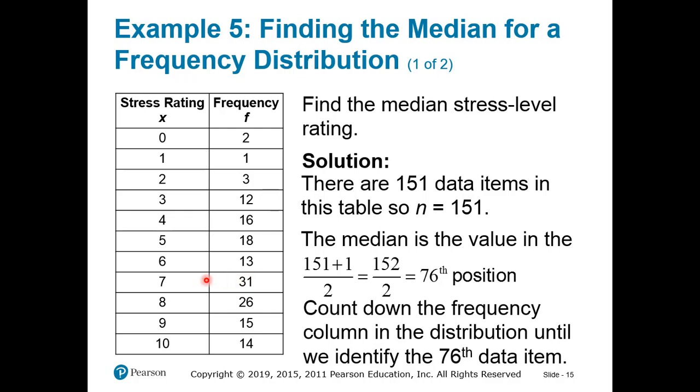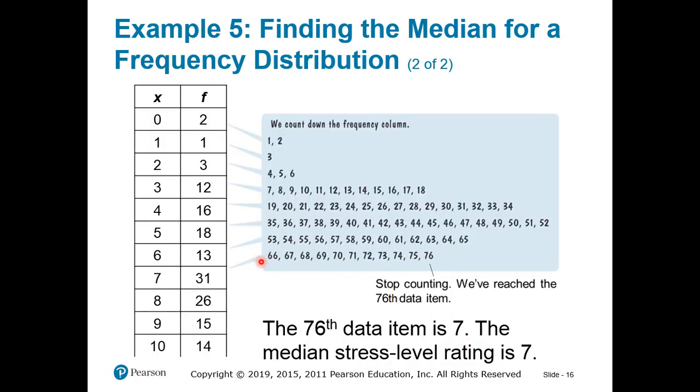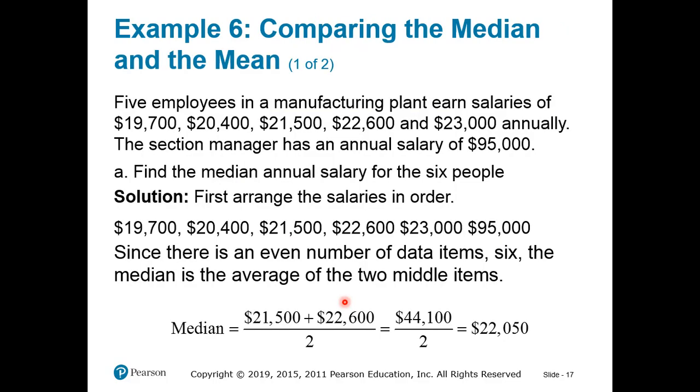The median score is going to be 7. We count down the frequency until we find the 76th data value, and that's what we did right here. The 76th position happens right here. So 7 is the median stress level.